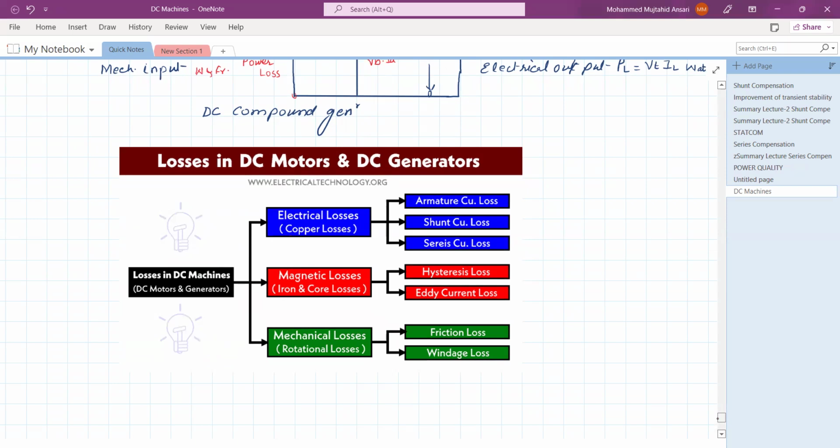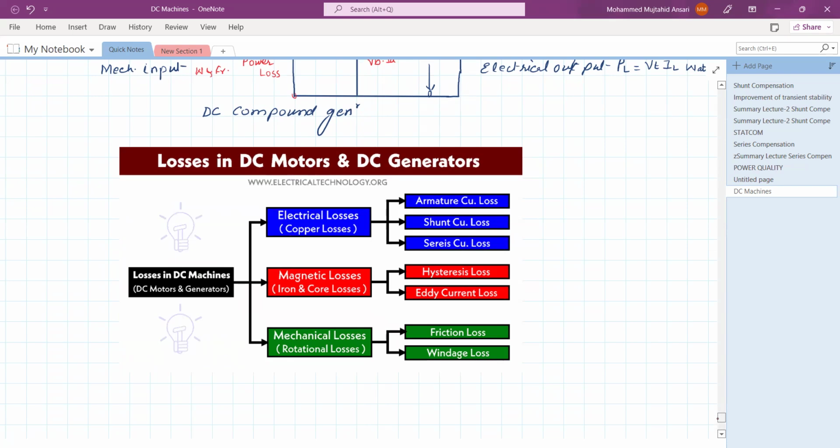So these are the losses. Now the second group is the magnetic loss. The magnetic coupling is there, and because of this magnetic effect, the armature induces some EMF. It induces EMF, it circulates the current, and again there are losses. So it is called iron loss and core losses because the structure is called a core. It may be a field core, an armature core. So it is called iron and core losses.